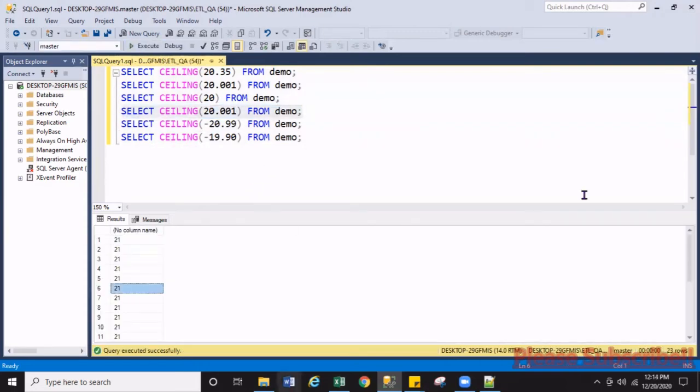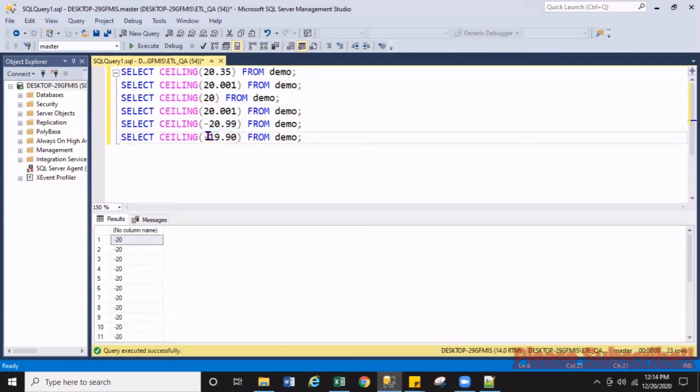Now let's see the negative way. In the negative, if you put minus 20.99, it will go up. It will go up. Now it will see, it's leading up to minus 20. Why? Because between minus 20 and minus 20.99, which is more? Minus 20 is more, right? So always it goes up, it will not go down. If it converted to minus 21, that means it's going less, because minus means negative. So minus works in a different way.